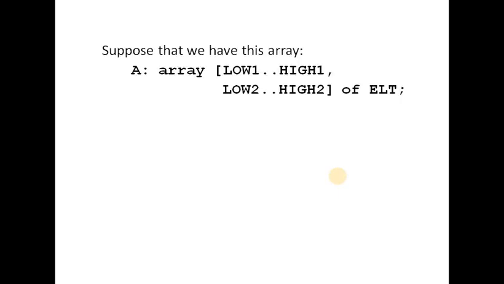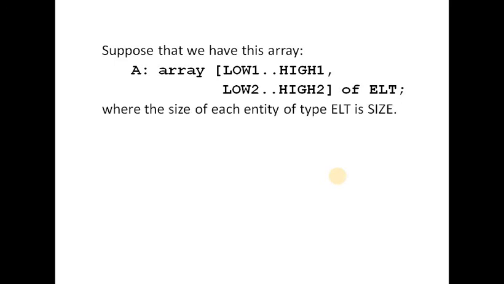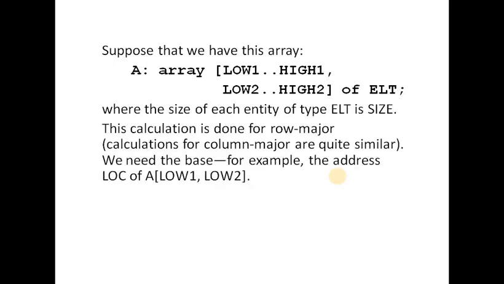Suppose that we have this array A with row low1 and high1. These are the rows and columns, and we are storing these columns of ELT, where the size of each entity is the type. ELT is a kind of size in terms of row and column. This is the actual calculation done for row major.